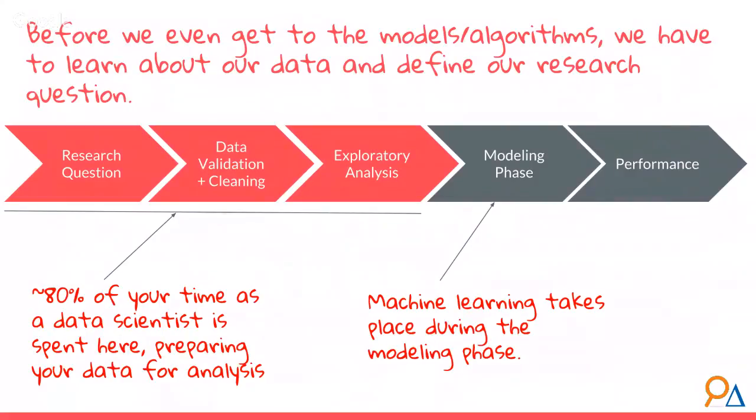Before we even get to the modeling phase, we have to learn about our data and define our research questions. That's usually the first stage. What is the problem that you're trying to solve? After that, we'll do data validation and cleaning, exploratory analysis, and then modeling, and then checking the performance of our model. 80% of our time is really spent in cleaning data and exploring it. Machine learning takes place during the modeling phase.